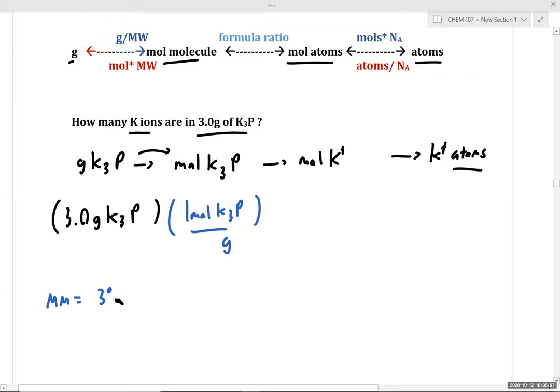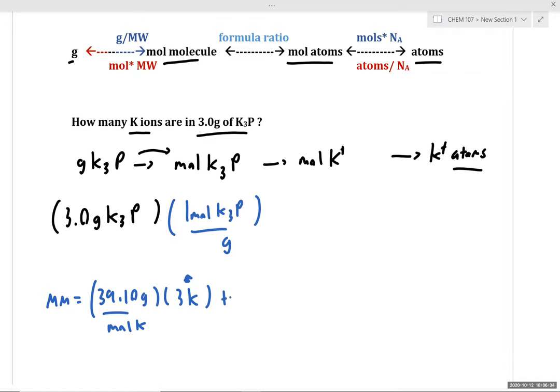39.10. Perfect. So we have a molar mass of 39.10 gram per mole of potassium, and we see we have 3 potassium atoms. One thing that I'd like to draw your attention to is that if you write out your molar mass calculation, it's also a useful way of keeping track of the atoms of each element. So I always like when problem-solving processes can be reused. So just keep in mind we have 3 potassiums.